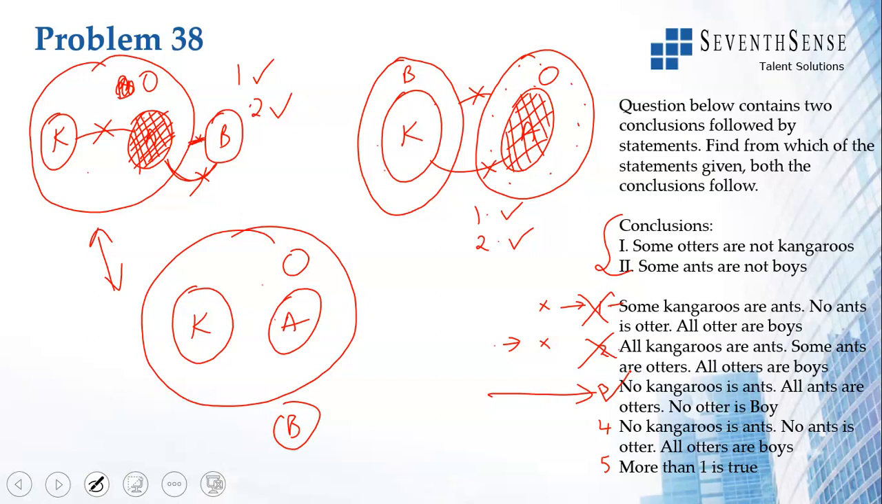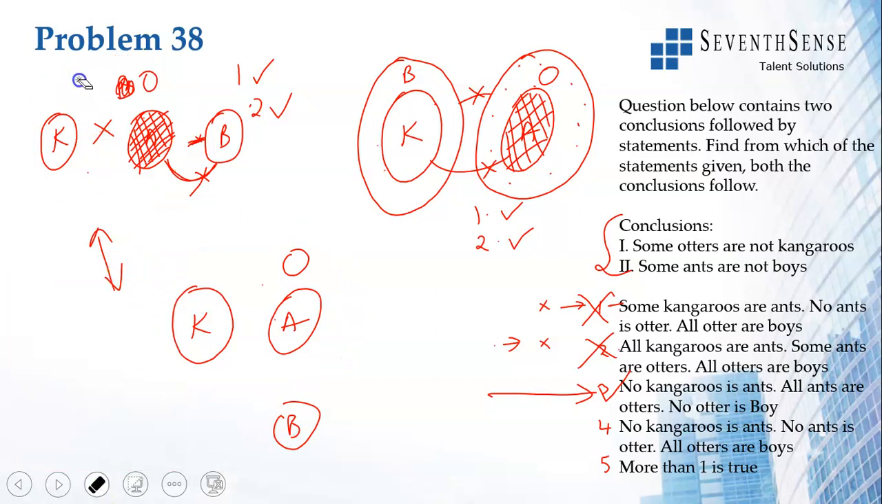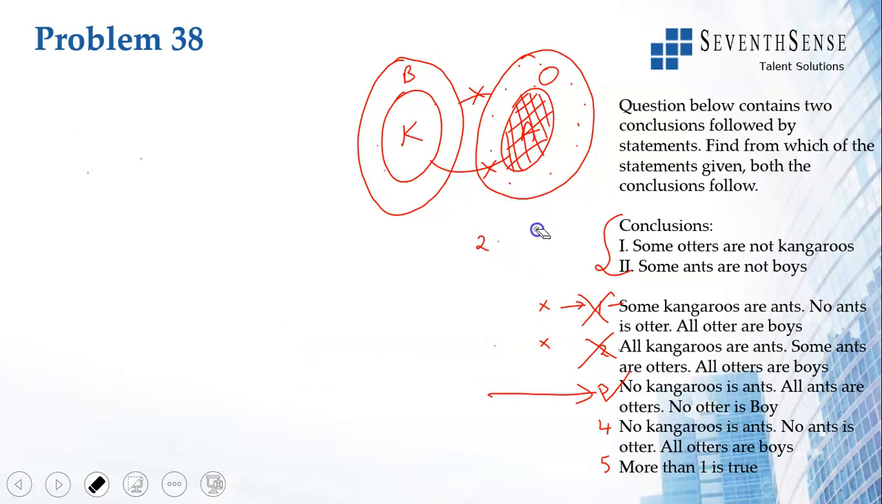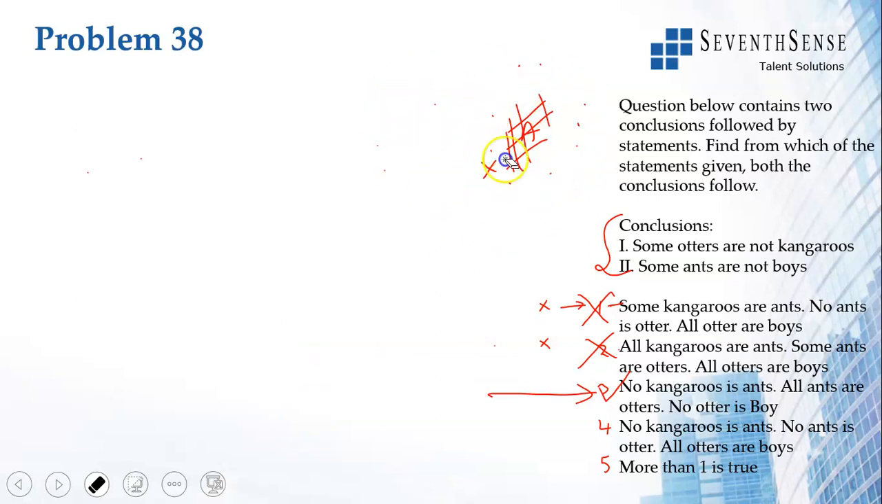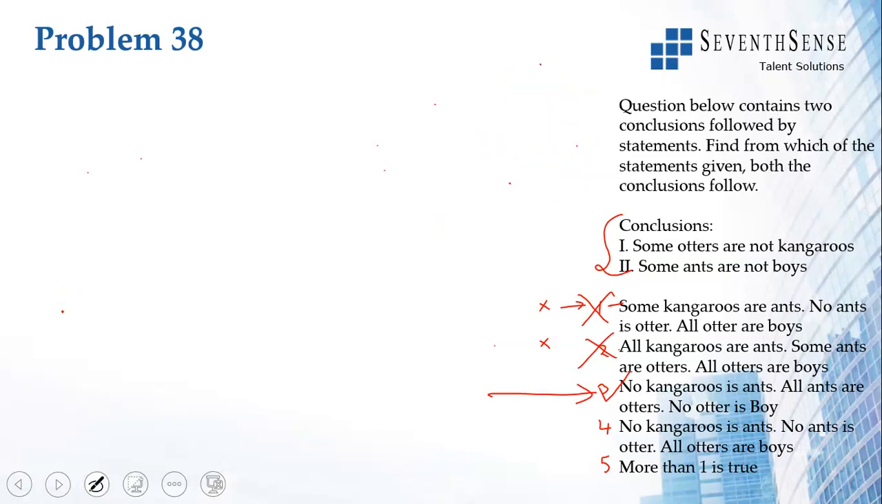Let us look at option 4. If option 4 is wrong, we select 3 as the option. If option 4 is also correct, then we have to select 5 as the option because more than one is true. Let us look at option 4. In option 4 again, we do the basic drawing first and then see if we can get the answers from those basic drawings.